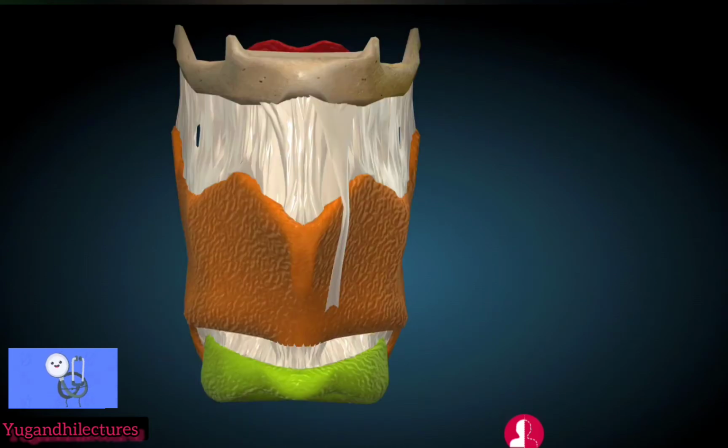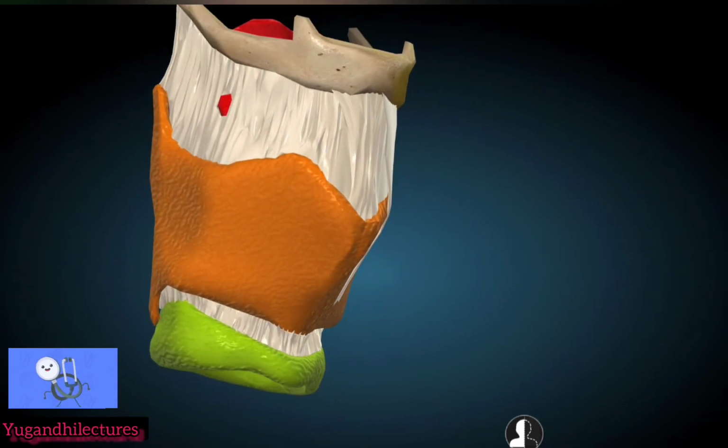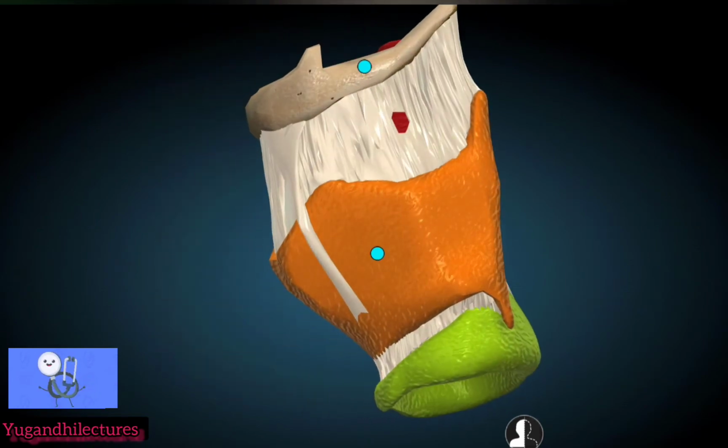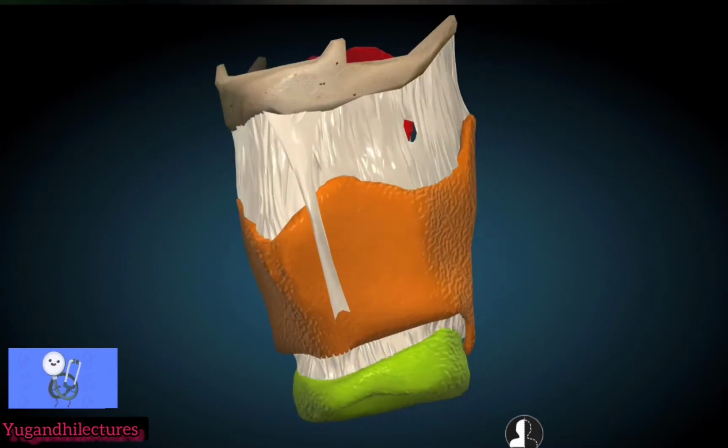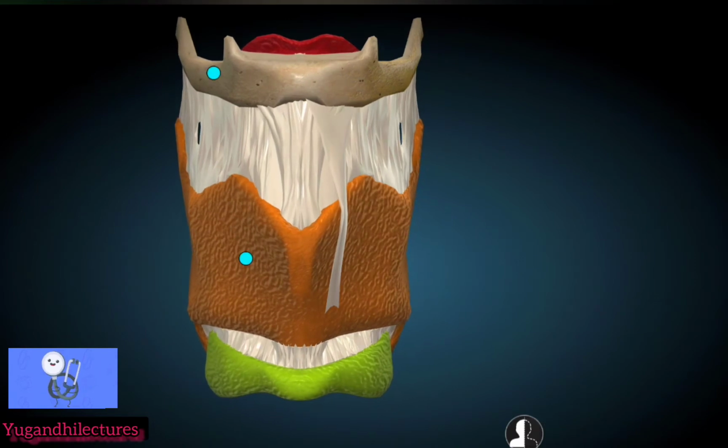Coming to its next feature, the lamina. The thyroid cartilage contains 2 laminae. One is the right lamina, and then the left lamina. Both the laminae fuse together at their anterior border. So you can see this is the midline where the anterior borders of both the laminae fuse together.